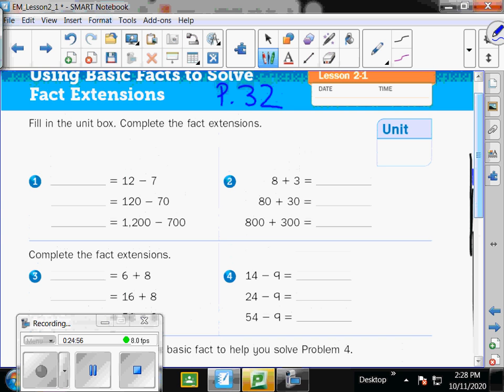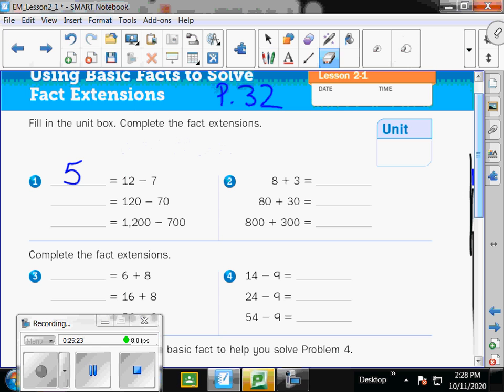Okay, hopefully you have paused the video and hopefully you took the time to do page 32. I will go over it with you real quick and check your answers. Okay, so looking at 12 minus 7, I know that 12 minus 2 equals 10, and so I need to subtract 5 more. So that's going to get me 5. Okay, so 12 minus 7 is 5.